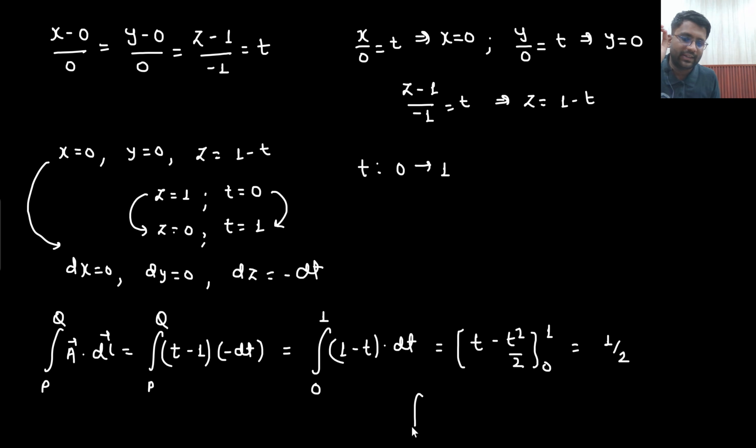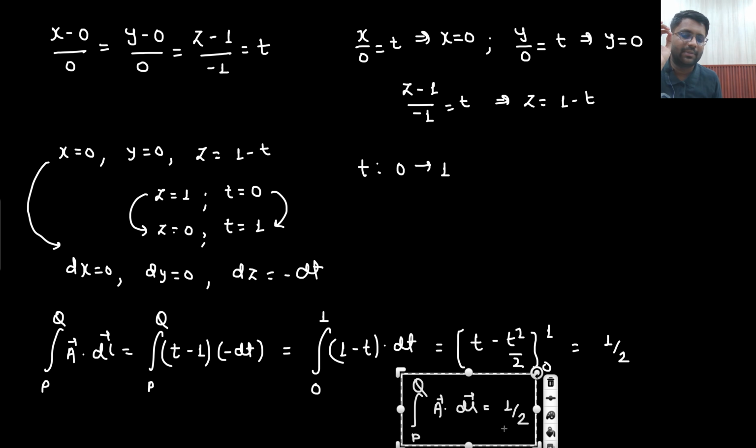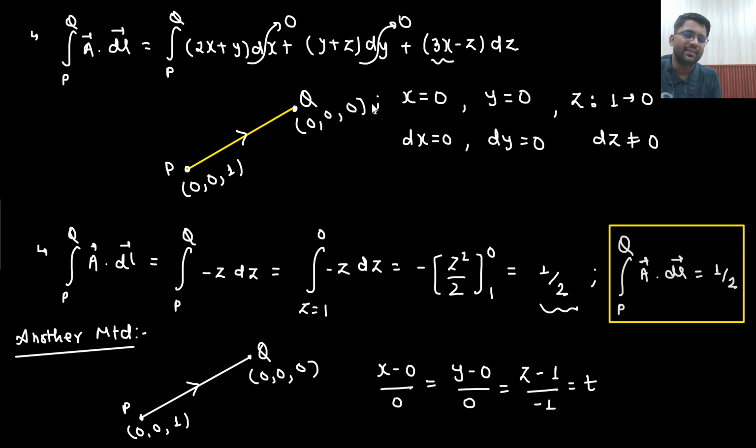So the bottom line is that from P to Q, A dot dl is coming out to be 1 by 2. Different methods we can use, but this is the best possible method that we have. Which is the best possible method? Here it will be very easy. Although as of now we are taking so much time, but in the examination, do you really think I will take so much time?